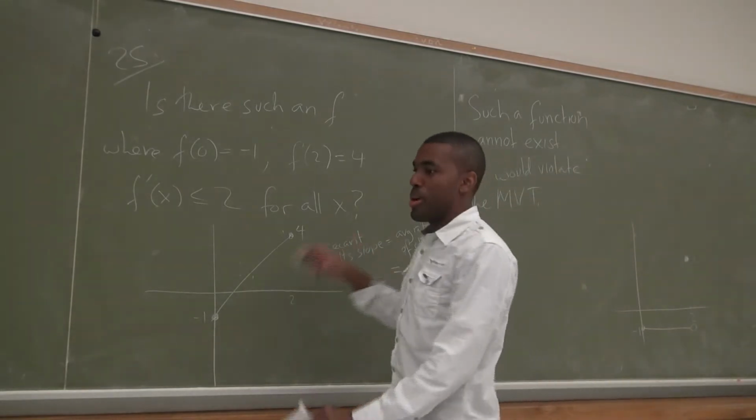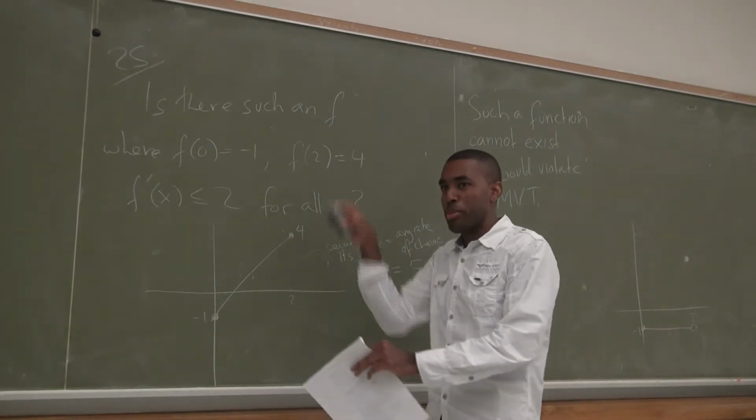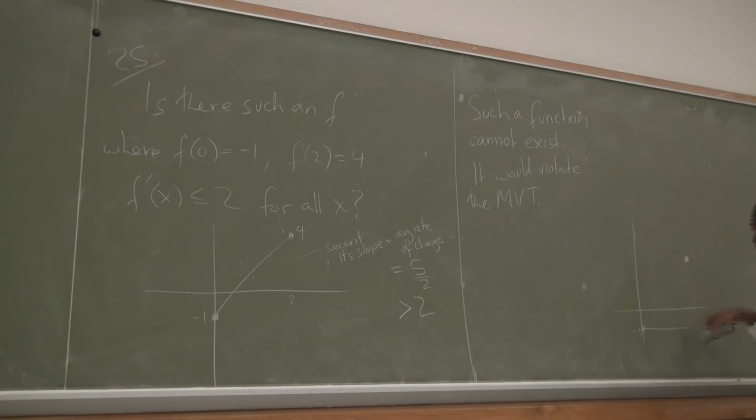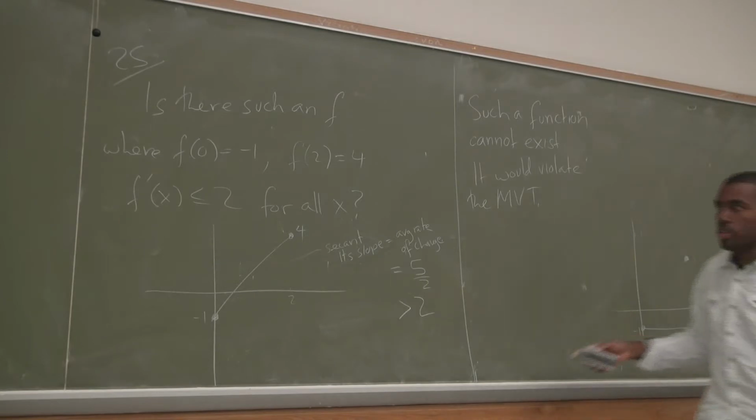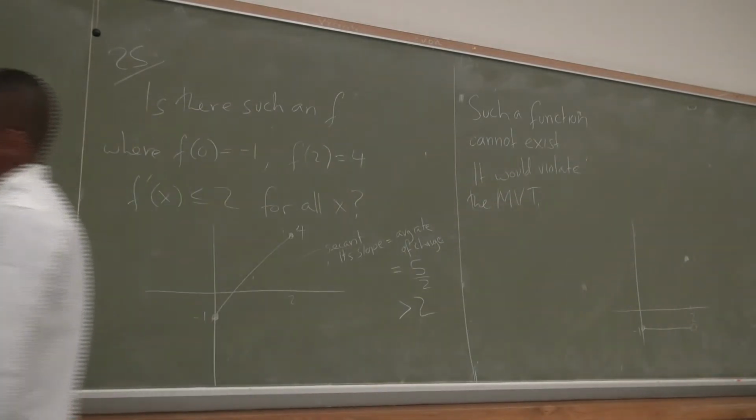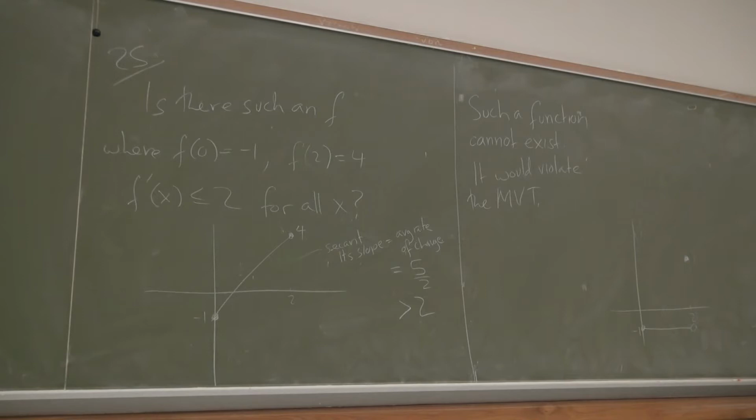So don't think you can get away by making gaps or holes and trying to jump somewhere. Once you do something like that, your slope here is 0, your slope here is nothing. You can't even take a limit here. So it would contradict the derivative existing. There really is no way to make a function that does this.